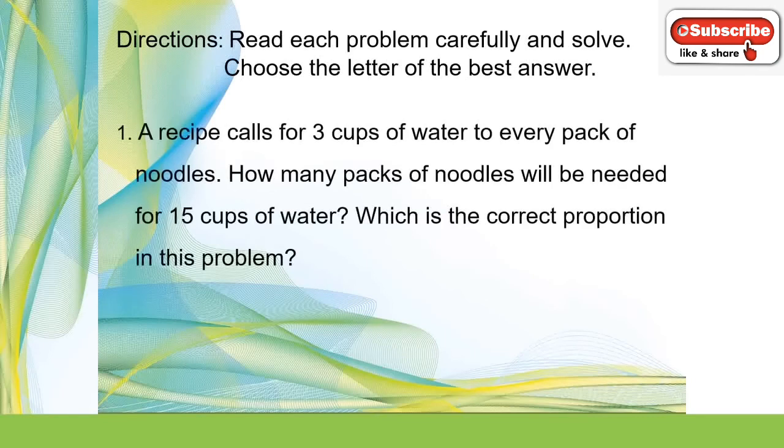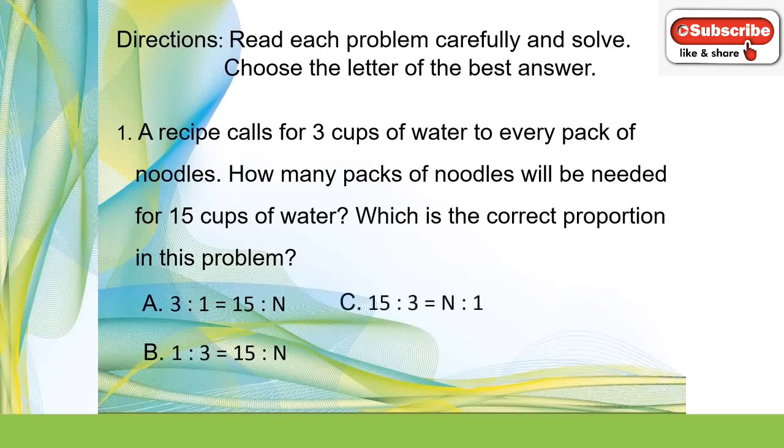Number 1. A recipe calls for 3 cups of water to every pack of noodles. How many packs of noodles will be needed for 15 cups of water? Which is the correct proportion in this problem? A. 3:1 as 15 is to n. B. 1:3 as 15 is to n. C. 15:3 as n is to 1. D. 3:15 as 1 is to n. Write your answer now. Time is up. The correct answer is letter A.